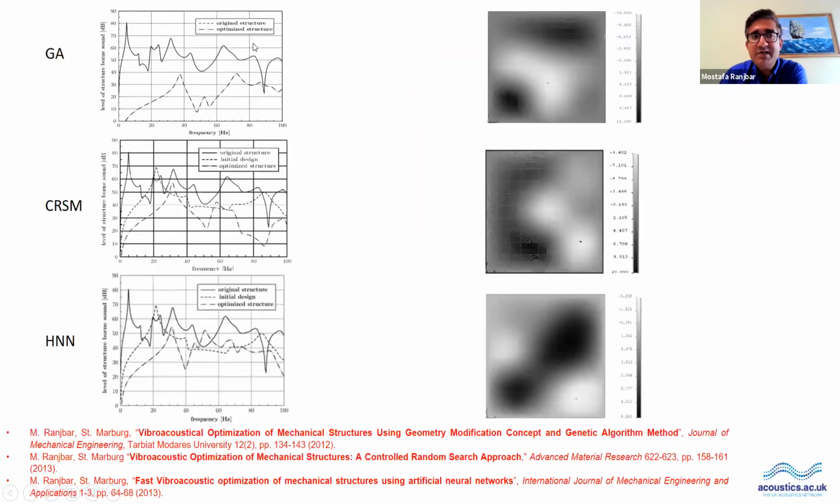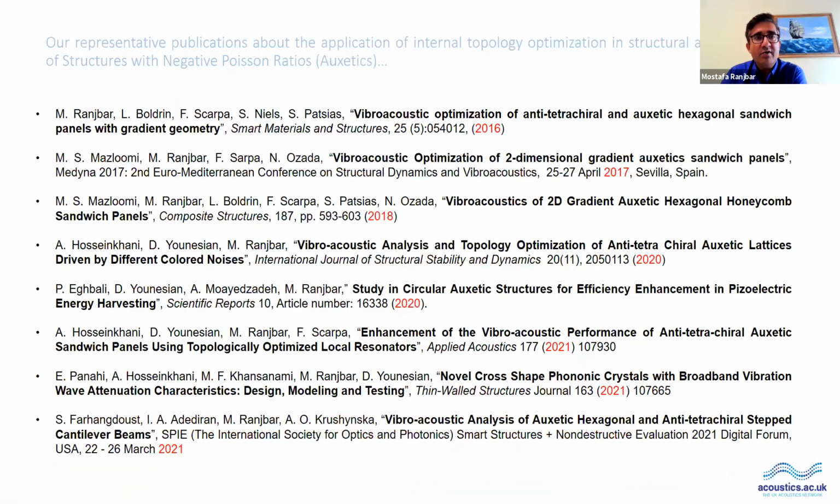For other techniques like genetic algorithm, controlled random search, and hybrid neural network, you can see we have different designs. For example, with the genetic algorithm, we could have a very nice result over the whole frequency range, and you can see the different geometries, the optimization results. So it is quite important. They are published in different papers, our papers, across different years. So now we are shifting to another branch.